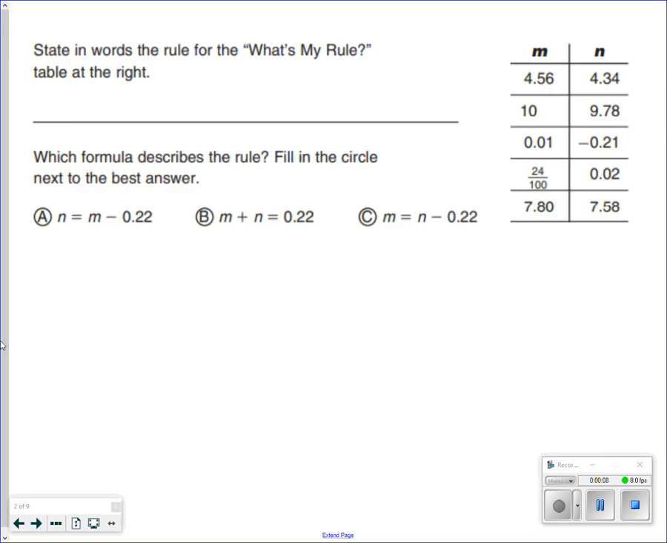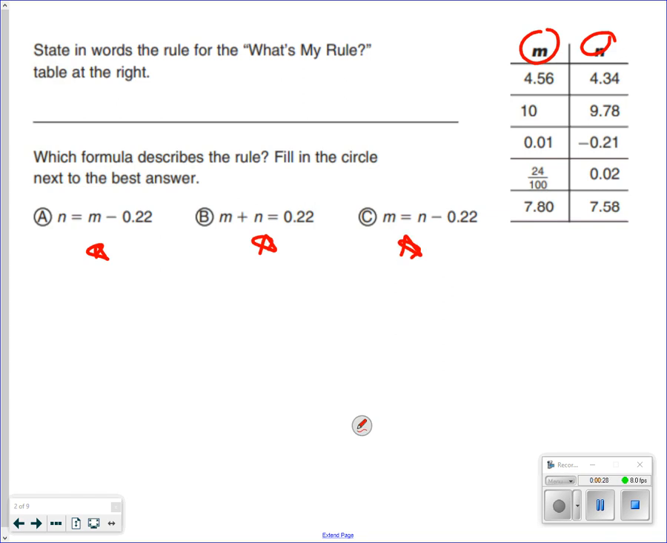Here's our first example. It says, state in words the rule for the what's my rule table at the right. As you can see here, we have m's and we have n's. Which formula best describes the rule? Fill in the circle to the next, which is kind of nice. It's kind of like a multiple choice question. So which one of these would work?